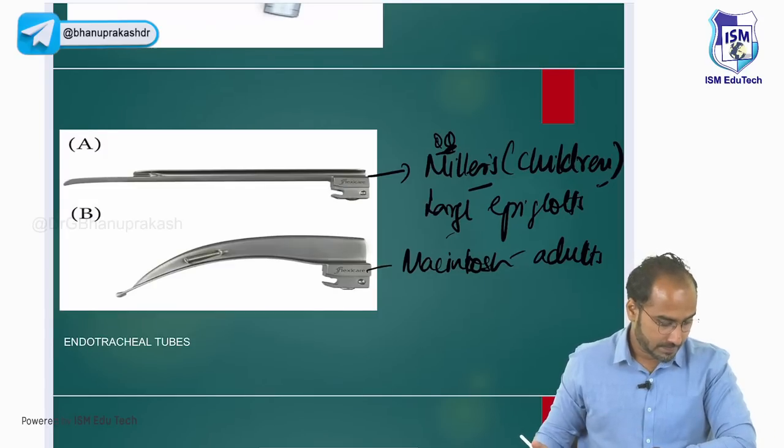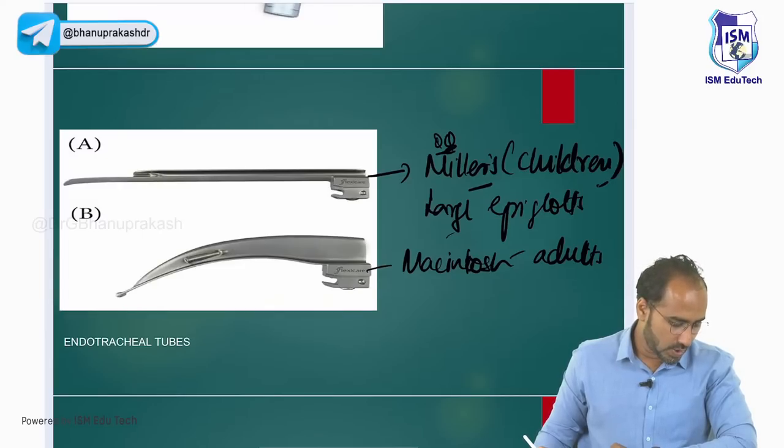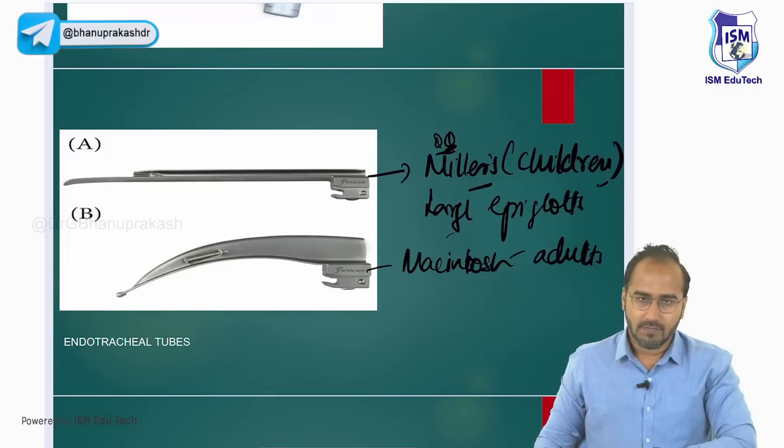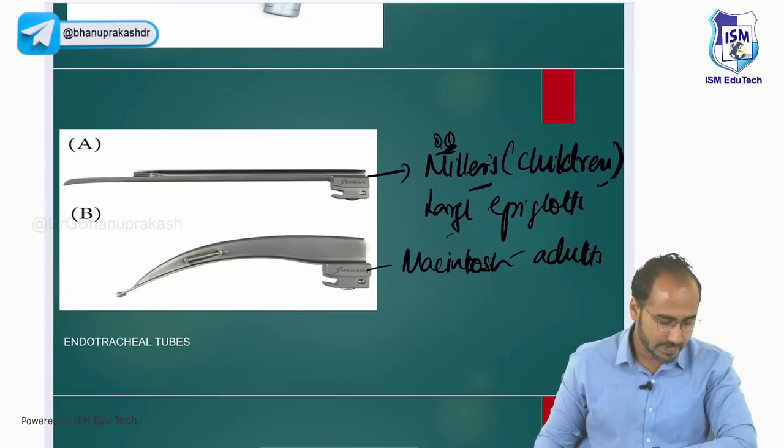Bolo bhai. Best friend of CNS, enemy of other systems. Thiopentone. Very good. Sodium thiopentone. And what is the opposite of sodium thiopentone? Ketamine. Opposite of sodium thiopentone is ketamine.